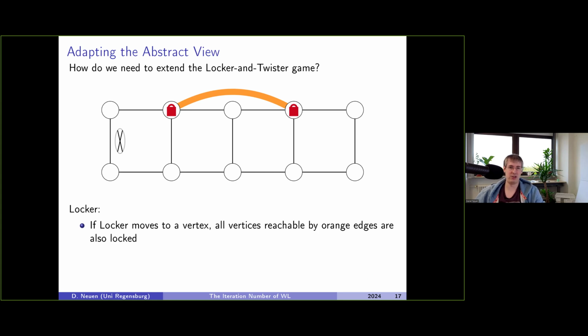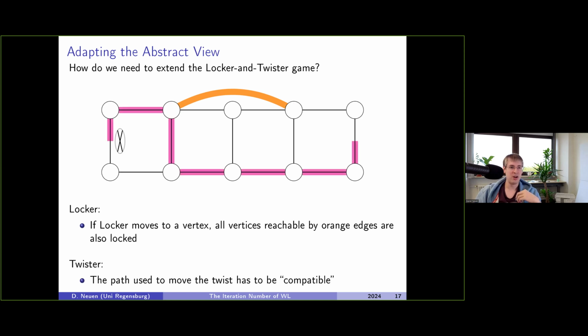Yeah, so cops are now placed on equivalence classes of vertices instead of single vertices. Okay, so that's kind of the more obvious issue. There's also a more subtle issue here, and this concerns the moves of the robber or the twist. And these paths also have to be compatible. And compatible here means, let's look at this vertex here.